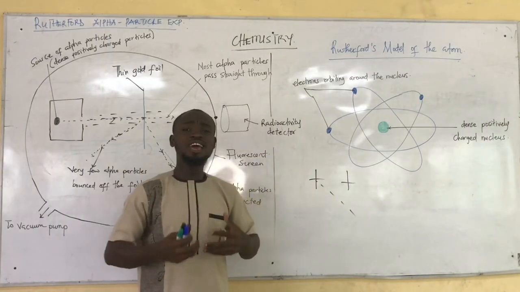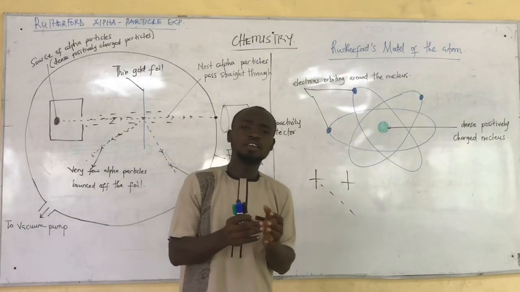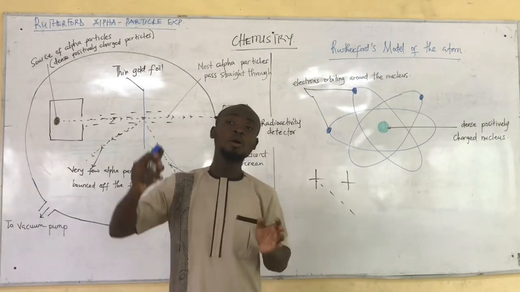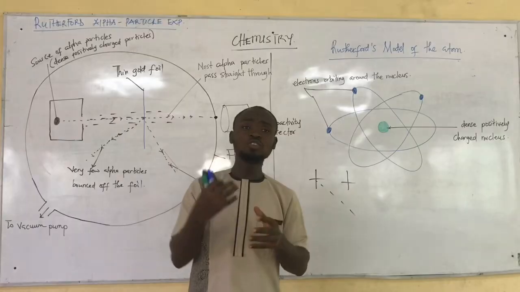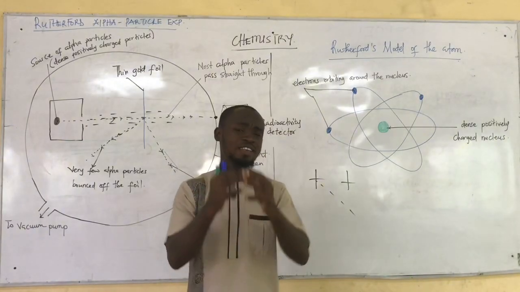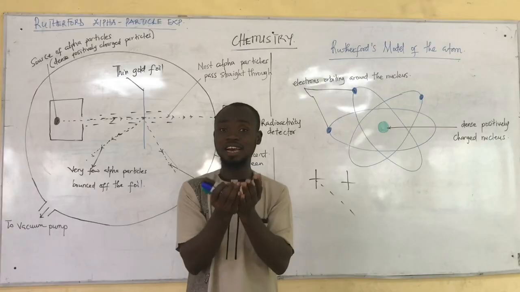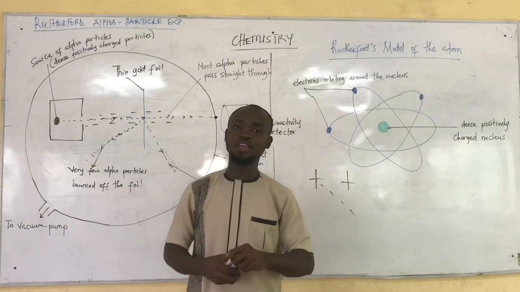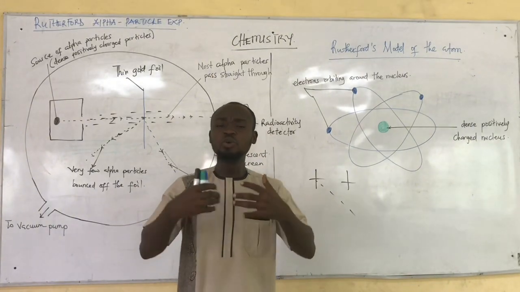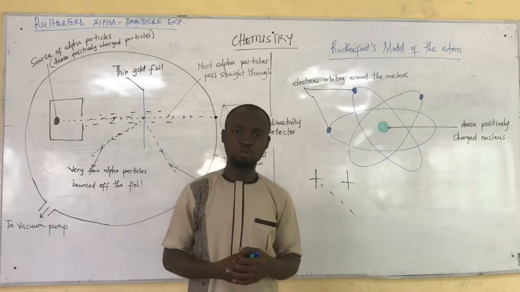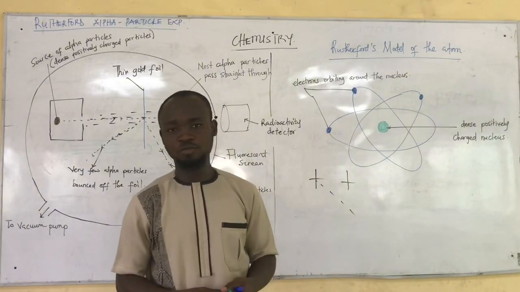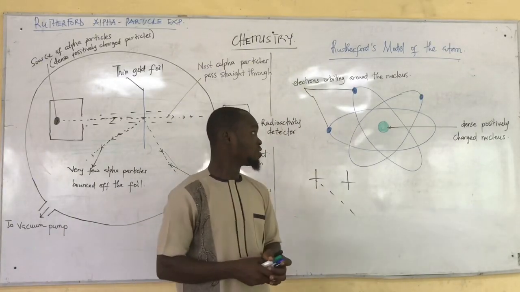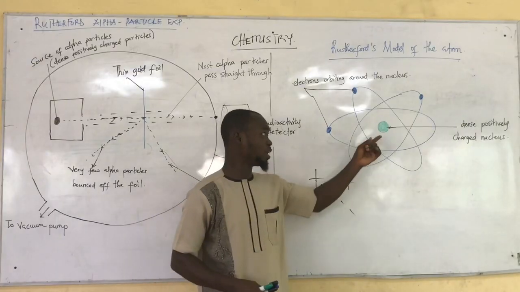So Rutherford suggested a new model which can be compared to the solar system. You see, in the solar system, we have the sun, and then the planets orbiting around the sun. So Rutherford described the atom to have a center, the nucleus, which represents the sun, with the electrons representing the planets orbiting around the nucleus. That was the new model of the atom proposed by Ernest Lord Rutherford. After Rutherford's experiment and model, he was accredited for the discovery of the atomic nucleus.